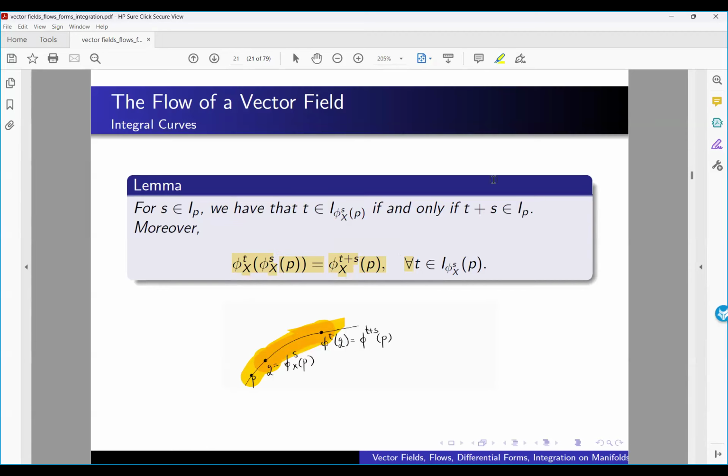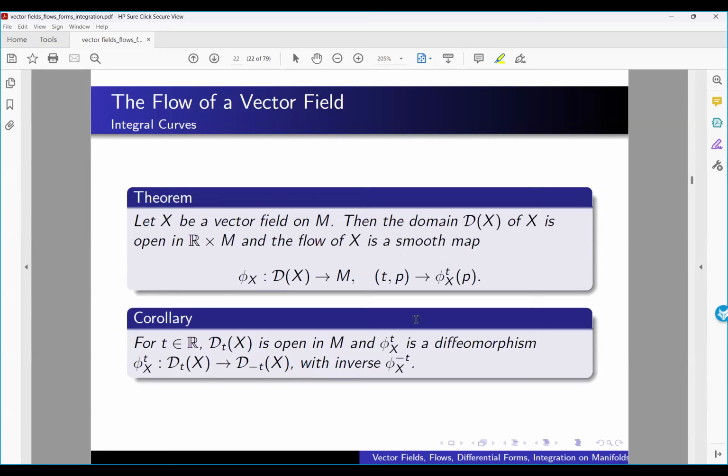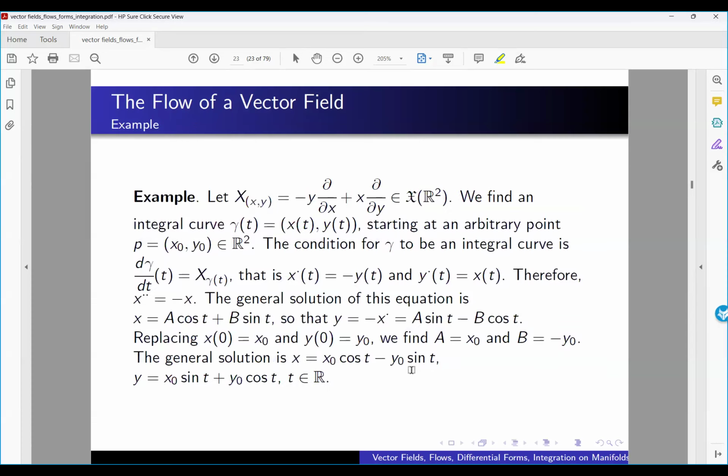Something like this will be a diffeomorphism. Remember what a diffeomorphism is: a bijection, smooth, with the inverse also smooth. And then the inverse will be this phi x at time negative t. So there's this geometric way to see this.